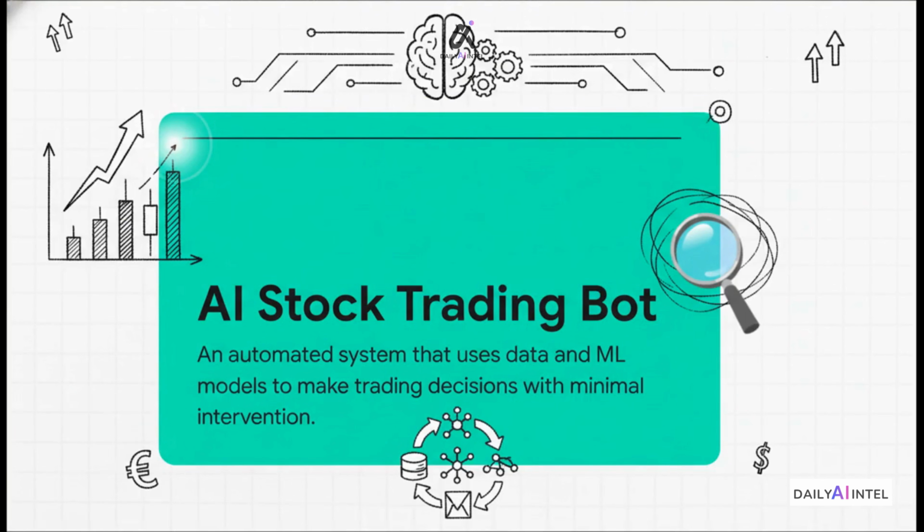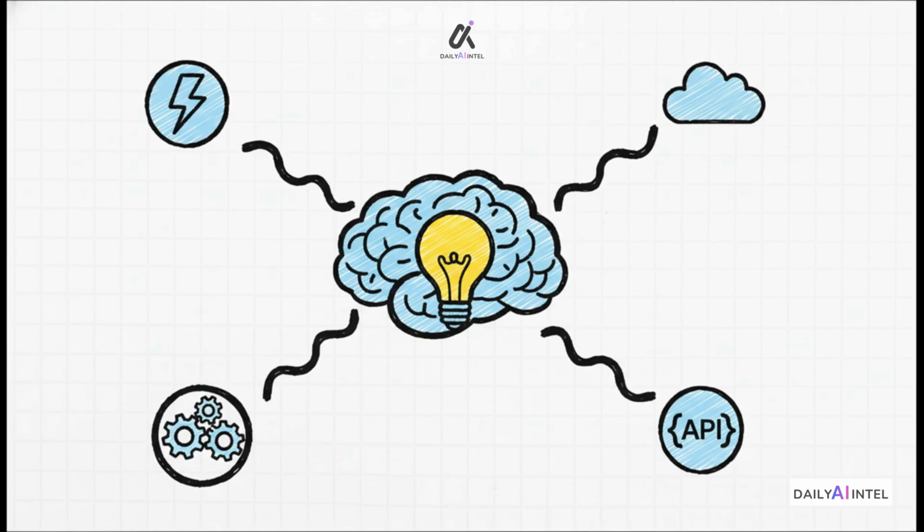Okay, first things first, let's be super clear on what we're actually talking about building. An AI stock trading bot, it's not just some simple if this, then that script. No way. It's a full-blown automated system. It pulls in data, uses machine learning to find hidden patterns, and then makes trading decisions all by itself. The key thing is that it's designed to learn and adapt, which is something a rigid, old-school program just can't do.